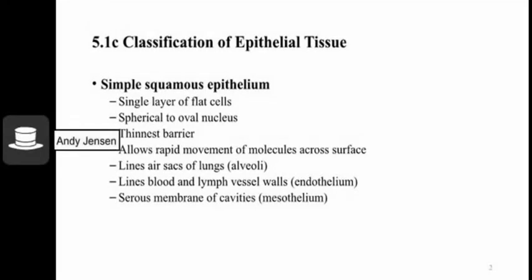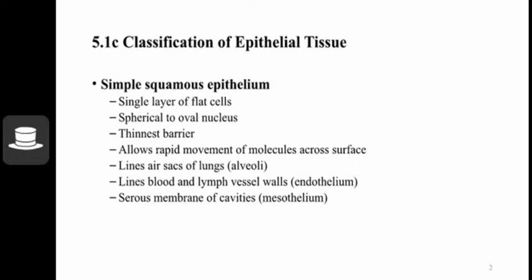So let's get a little more into detail on our classifications of epithelial tissue. Simple squamous, remember, is one layer of flat cells. The cells can be kind of spherical to oval with their nucleus. And this is the thinnest barrier in the body. These are really, really thin barriers, and this allows very rapid diffusion of molecules across the surface.